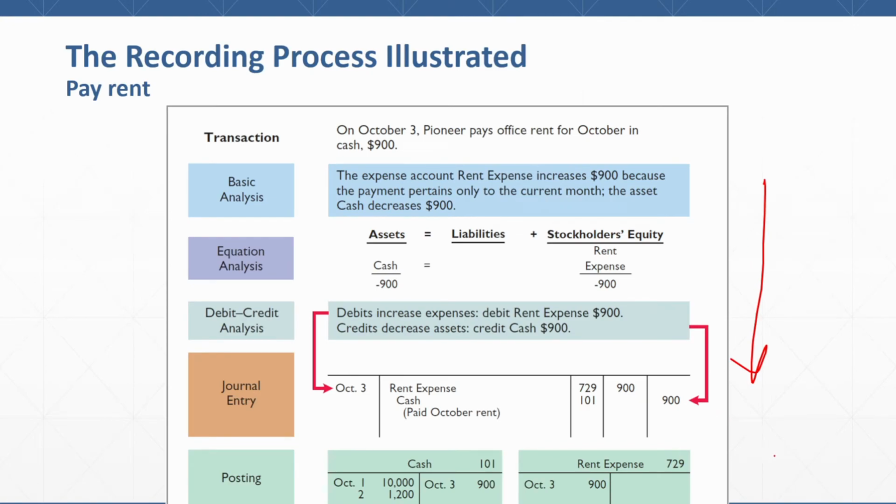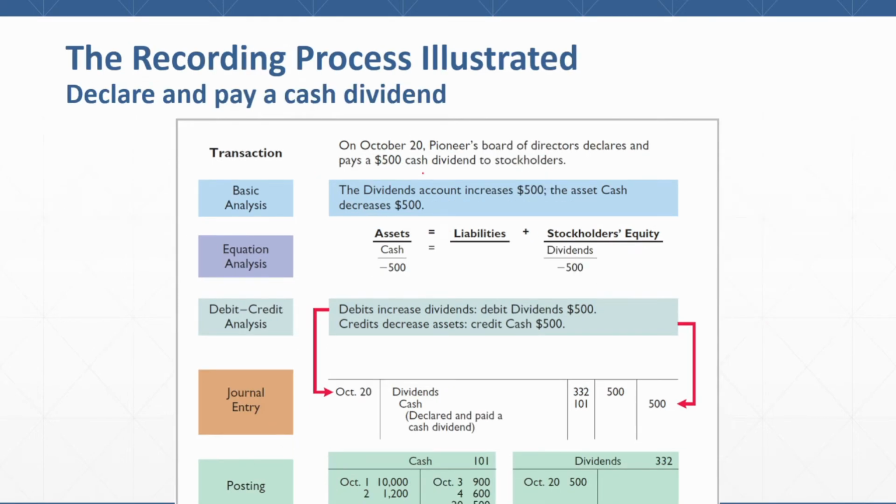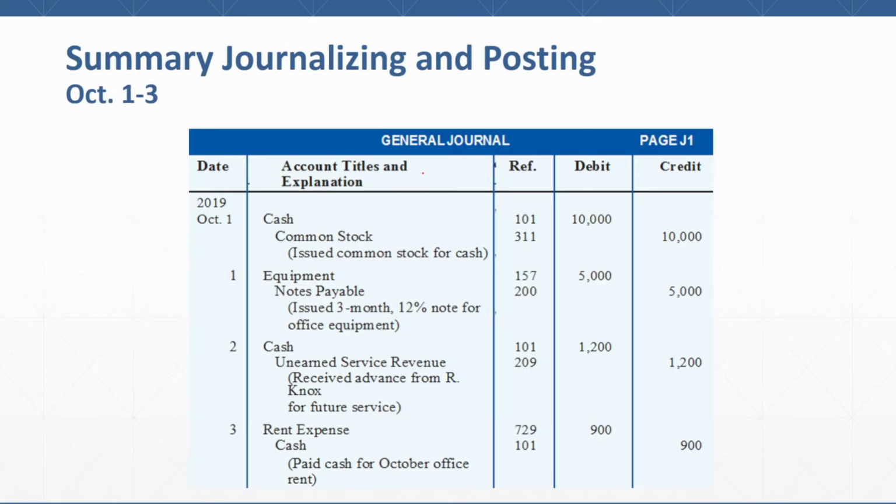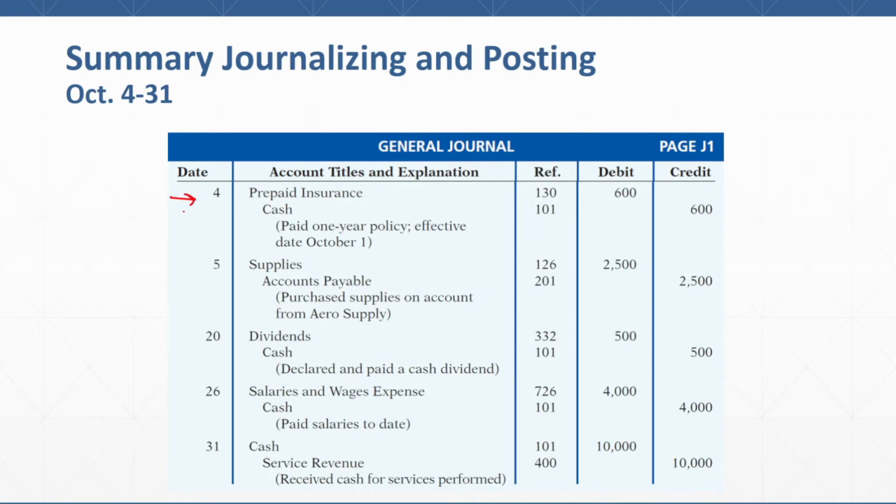For example, in this case, we are paying office rent in cash, $900. So at the end of the month, we are left with a list of transactions ordered based on their date, and that list is called the journal. Of course, the left side, the debit side, should always be equal to the summation of the right side. So these transactions, October 1st, October 2nd, October 3rd, October 4th, all the way to the end of the month, are all listed here and they are posted to our ledger as well.